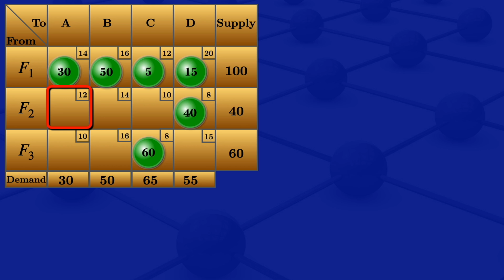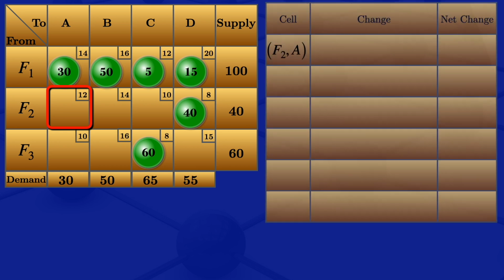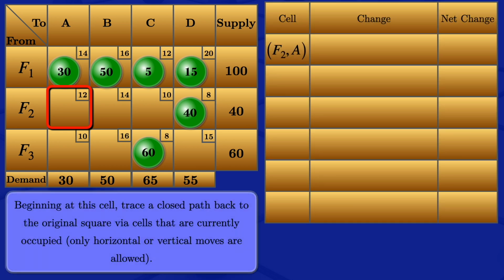Beginning at this cell, which is F2A, trace a closed path back to the original cell via the squares that are currently occupied. Note, only horizontal or vertical moves are allowed. Begin by moving horizontally to the right, vertically upwards, horizontally to the left, and then back to the original cell.